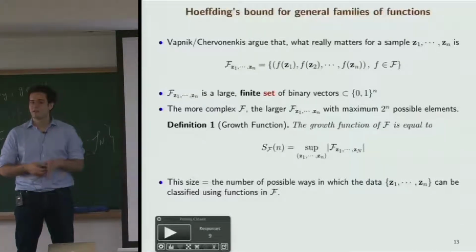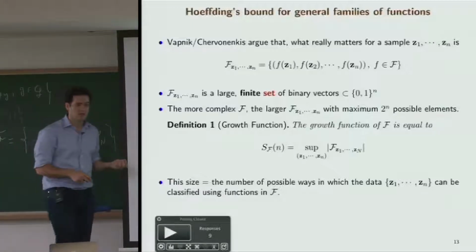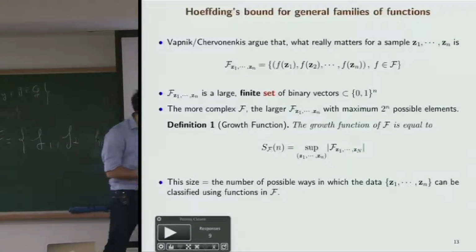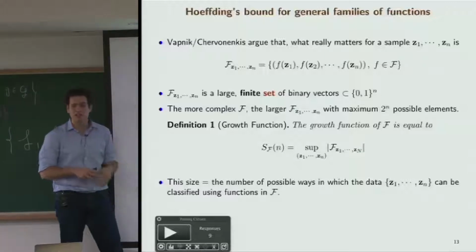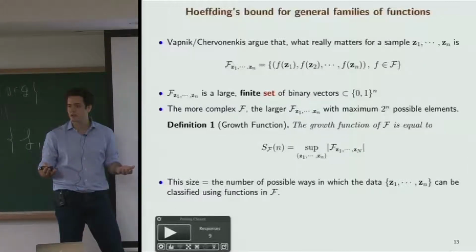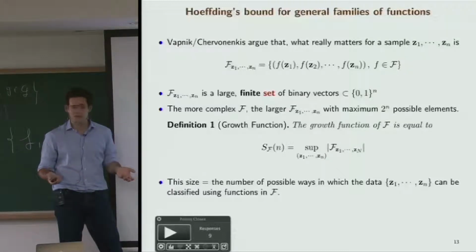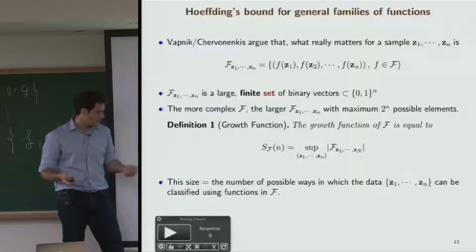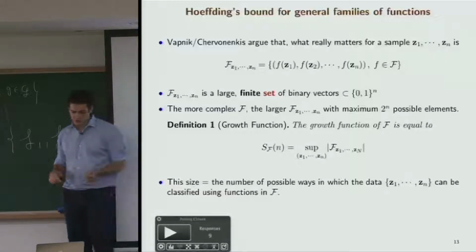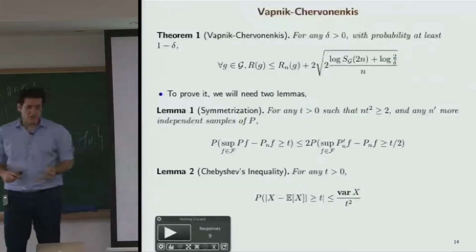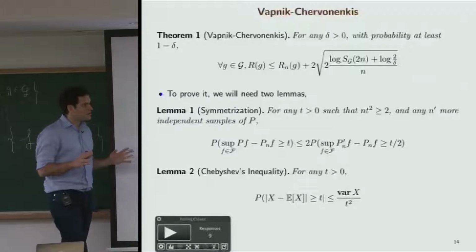Okay? SF of n is always finite. Because if I look for the set for which I can split the data in the most possible different ways, I will never obtain more than 2 to the power n different ways of splitting the data. Okay? So this quantity is called the growth function. So here is Vapnik and Chervonenkis's first theorem.